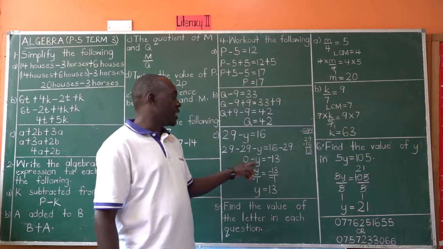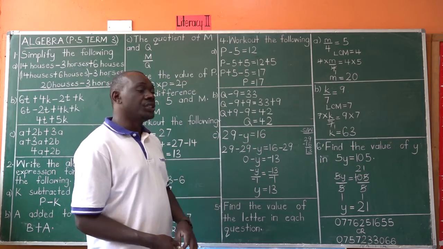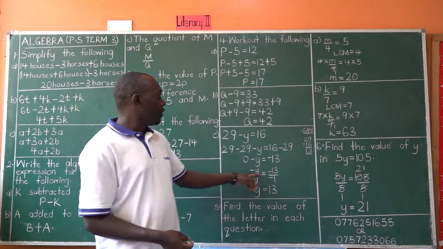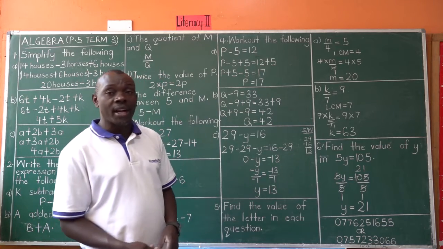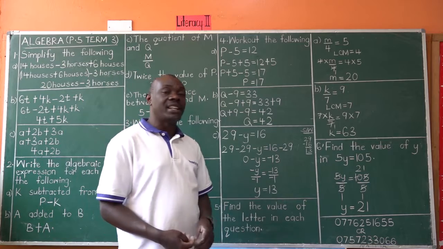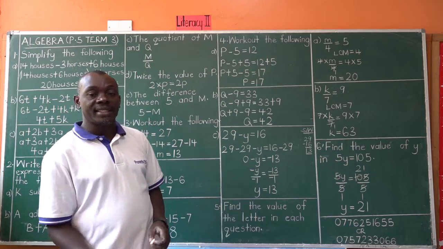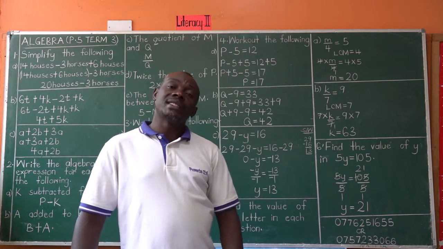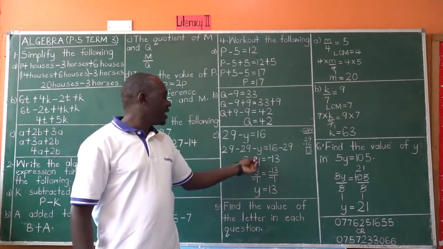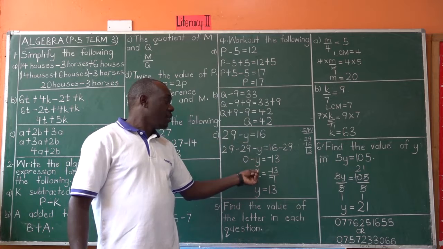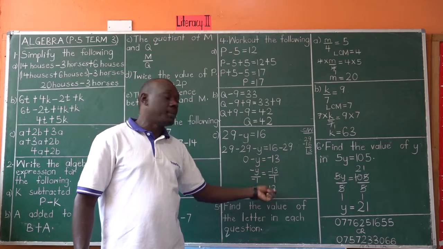So 0 minus y is a negative y, which is equal to negative 13. Whenever I've got a negative on the unknown, you divide both sides by a negative 1. So say negative y divided by negative 1 equals negative 13 divided by negative 1. Where does negative 1 come from? When I say y, it's the same as saying 1y. Likewise, when I say negative y, I mean negative 1y. So it's negative 1 on this y, which must leave.